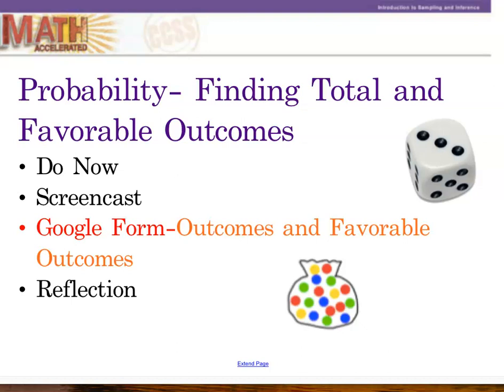Today we're going to start our probability unit. We are going to find total outcomes and favorable outcomes.